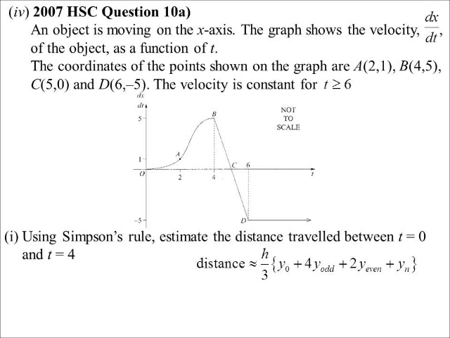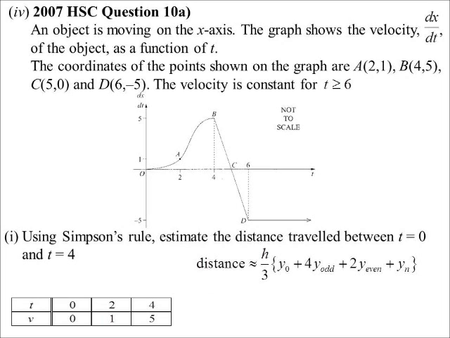So the distance will be the area under our curve. I'm going to use Simpson's rule with h on 3, y naught, 4y odd, 2y even, and so on. For our table of values, we've only got 3 points that we know: 0, 0; 2, 1; and 4, 5. So we'll use those points. It'll be 1, 1, and then 4 times the middle one. 6, that turns out to be. So we've travelled 6 metres, approximately.